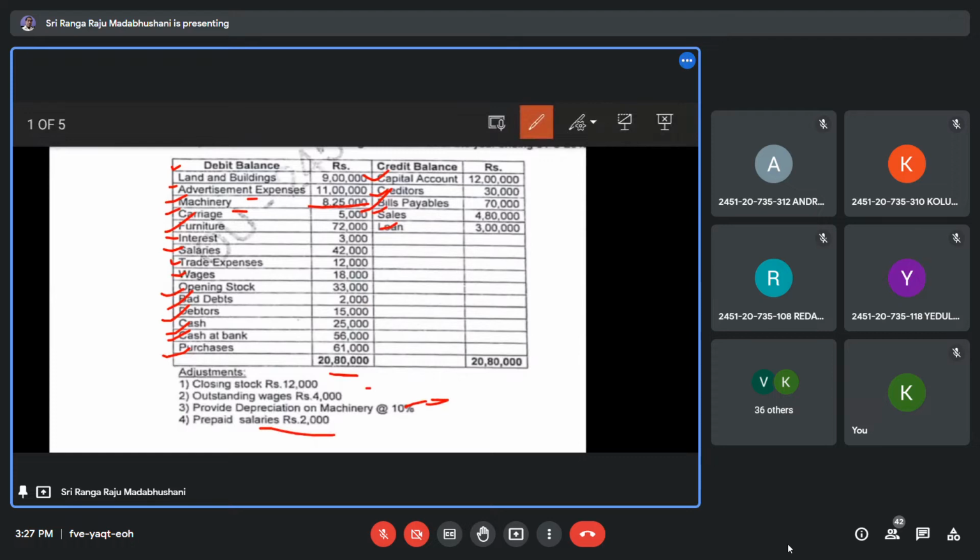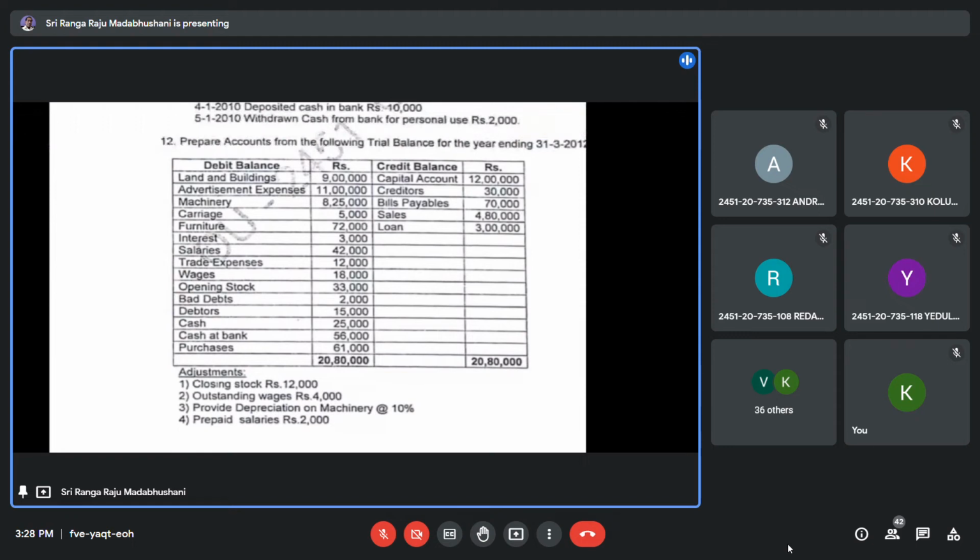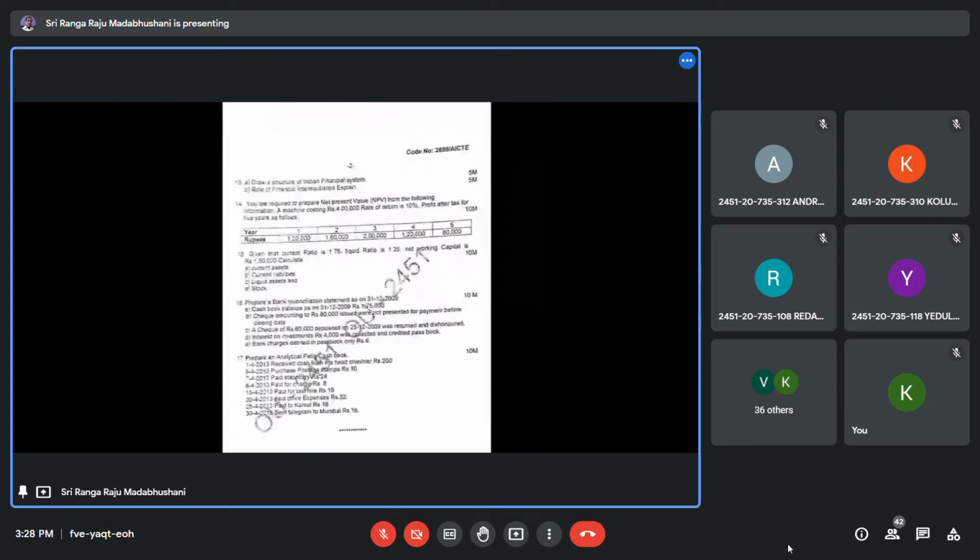Prepaid salaries, salaries paid in advance. From salaries it will be subtracted in profit and loss account debit side, and we'll show this one on asset side of balance sheet. Yes, clear? Any doubt?